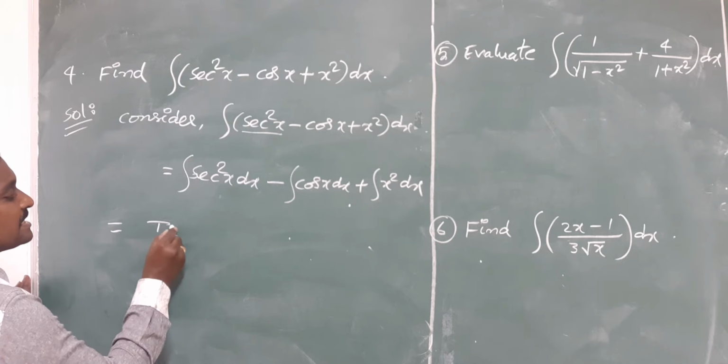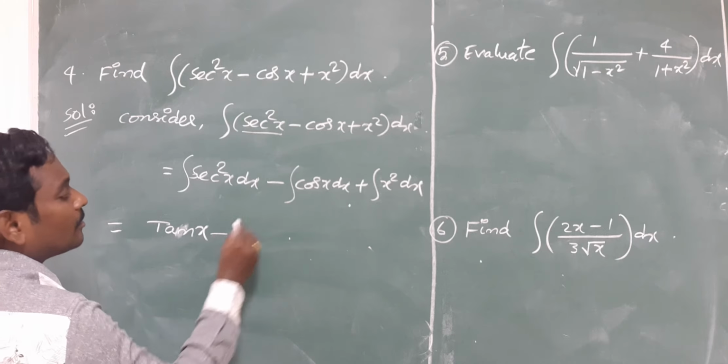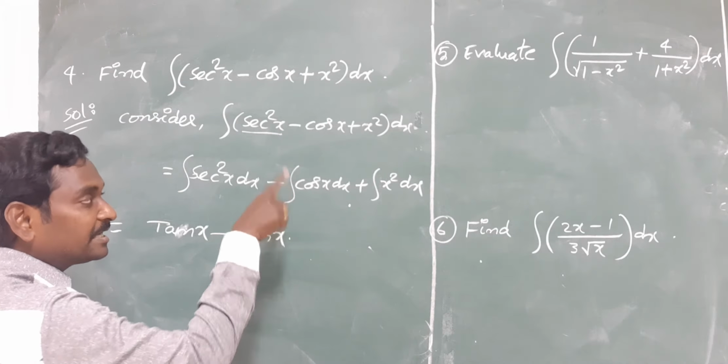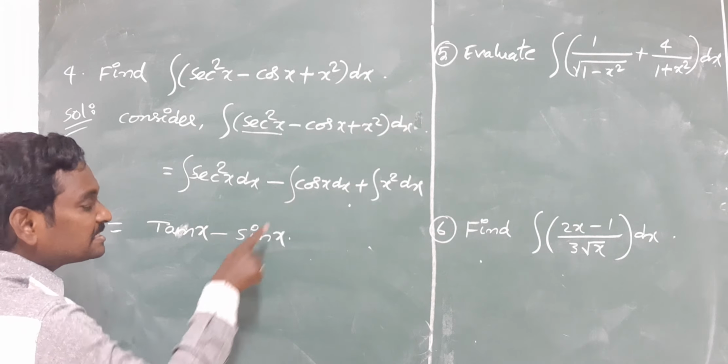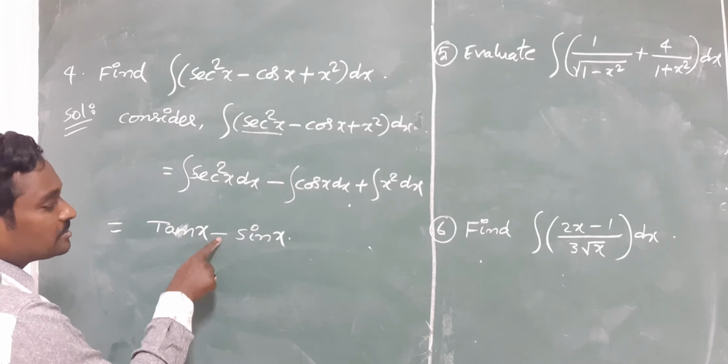The integral of secant square x is tan x, minus the integral of cos x, which is sin x. Don't forget the derivative of cos x is minus sin x, but the integration of cos x is sin x only. Already there is a negative sign between them, that's why write a negative sign here.